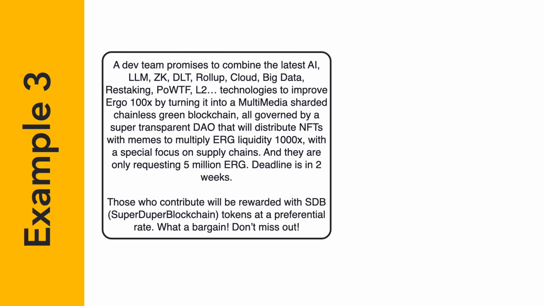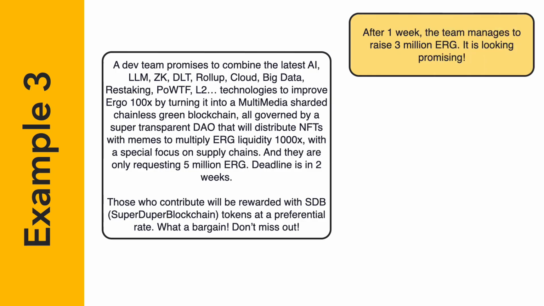Now let's have a look at another example. Let's suppose that a dev team promises to use the latest technologies to do something extremely amazing, and they're asking for 5 million ergs with a deadline in 2 weeks. And those who contribute will be rewarded with a proof of funding token that is now called super duper blockchain tokens at a very preferential rate. So it's a very great bargain and nobody should miss out.